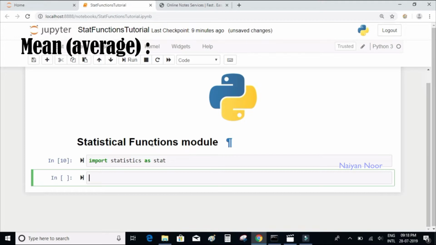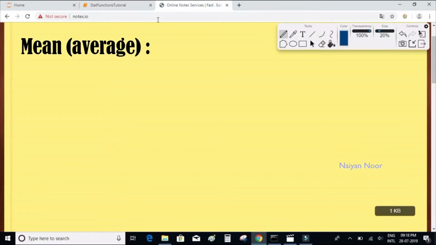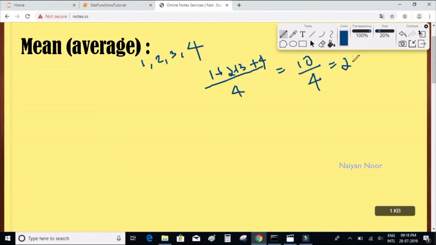So mean is basically the average. For example, if we have a list of numbers, let's say 1, 2, 3 and 4. What is the mean? The mean is equal to the sum of all these elements divided by the total number of elements. The sum of all the elements is 1 plus 2 plus 3 plus 4, and the total number of elements is 4. So the mean will be equal to 10 divided by 4, which is 2.5. So this is the mean or the average.